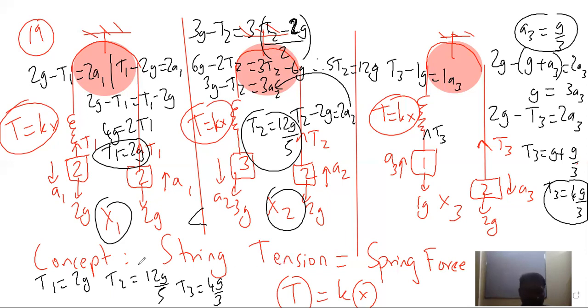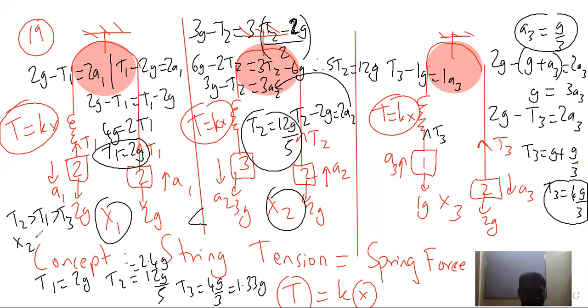So this is something like 1.33G. This is something like 2.4G. So which one's tension is the greatest? 2.4. So we can say T2 is greater than T1, which is greater than T3.